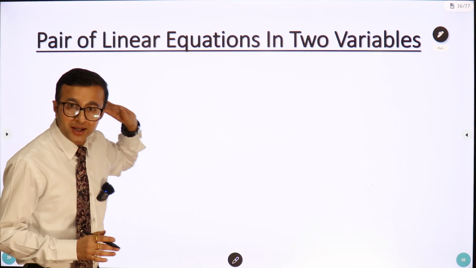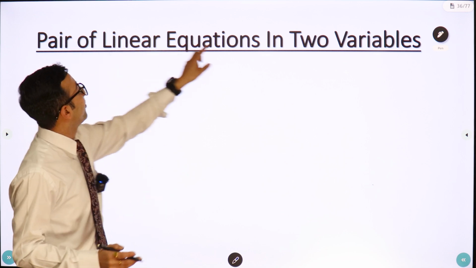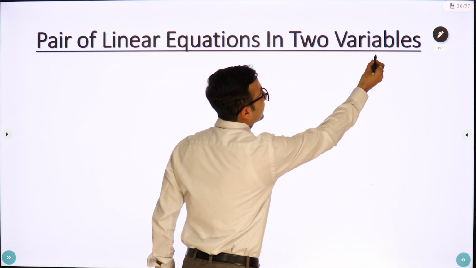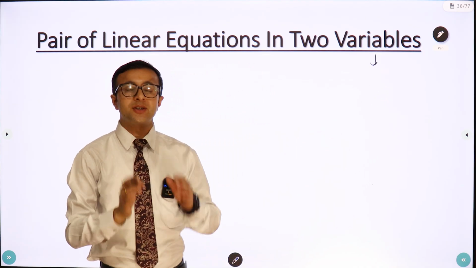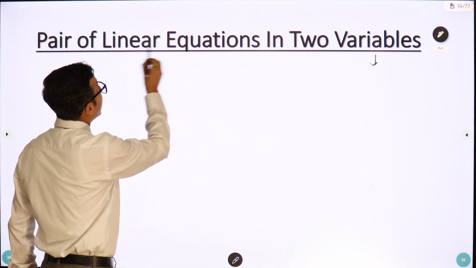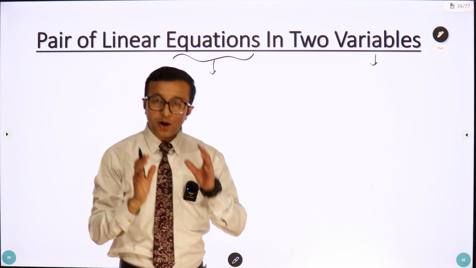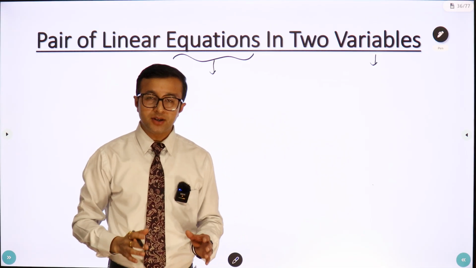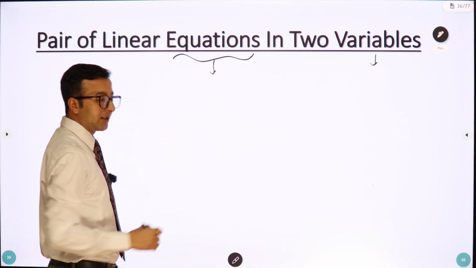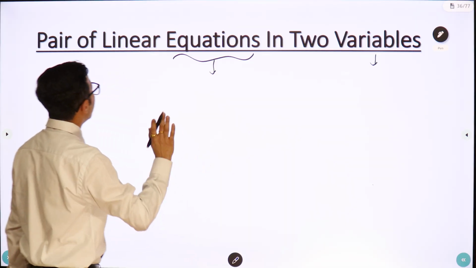First, what is a pair? Pair means there should be two. After that, you know the meaning of "in" and "two". And what do we mean by variables? Variables are those which do not have any fixed value. Next is equation. Equation means comparing objects or numbers with an equals sign. We can say that comparing things using an equals sign is known as an equation.